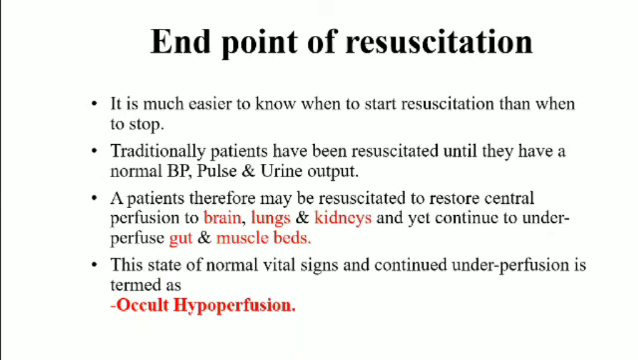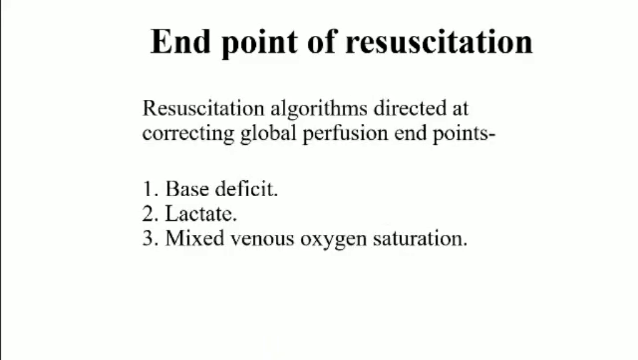Now, end point of resuscitation. It is said that it is much easier to know when to start resuscitation than when to stop. Traditionally, patients have been resuscitated until they have a normal blood pressure, pulse, and urine output. A patient, therefore, may be resuscitated to restore central perfusion to the brain, lungs, and kidneys, and yet continue to underperfuse gut and muscle beds. This stage of normal signs and continued underperfusion is termed occult hypoperfusion. So when do we stop the resuscitation? Use algorithms directed at correcting global perfusion endpoints, that is base deficit, serum lactate, and mixed venous oxygen saturation.